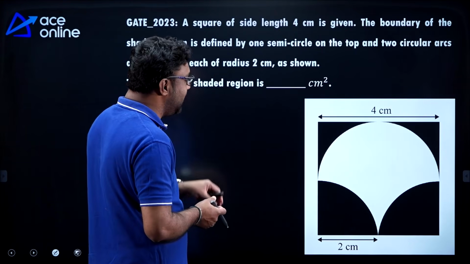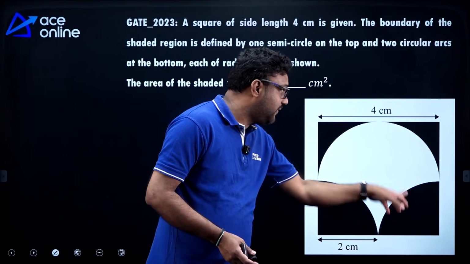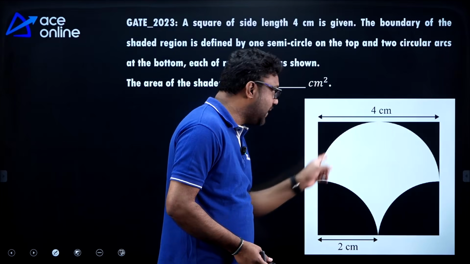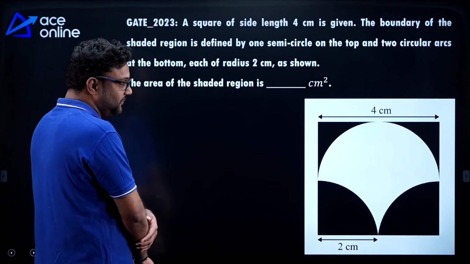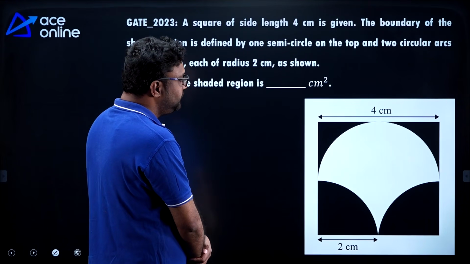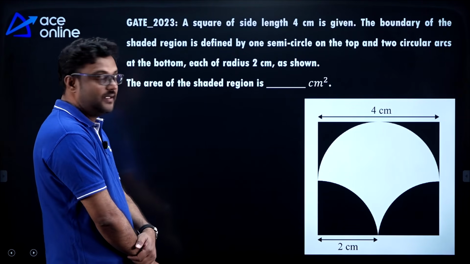You want to calculate the area of the shaded region. This is the entire square, where it is 4 by 4. Up to here it is 2, here 2. The square is totally 4. Your job is to calculate the shaded region area. Right, so how to calculate those shaded parts here?